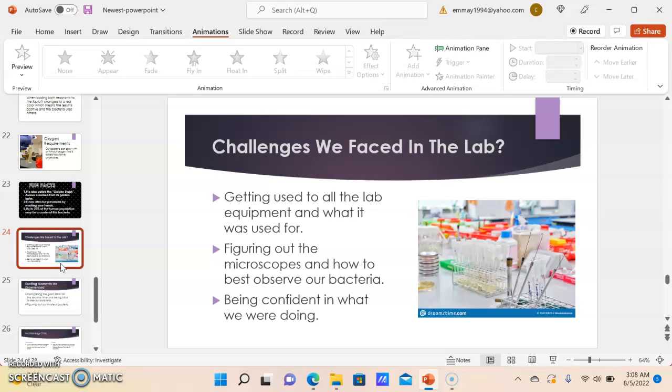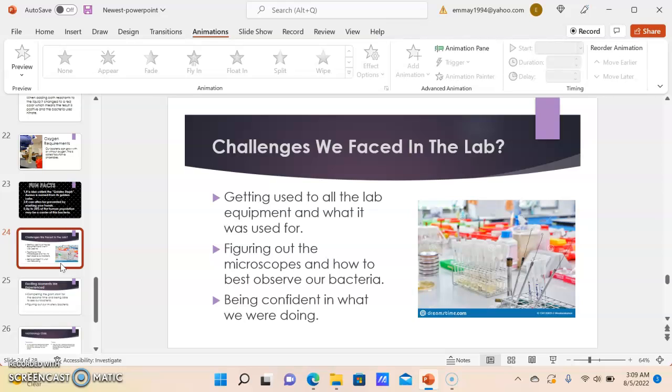So challenges we faced in the lab was definitely getting used to all the lab equipment and what it was used for. Neither Dylan nor I had any experience with that, so I think once we got the hang of it, it wasn't too bad, but it was slightly overwhelming at first. Figuring out the microscopes and how to best observe our bacteria was definitely a challenge at first. I don't even think we accomplished it close enough to the end. We definitely could have still used practice, but once we saw it, it was pretty cool to know that we had accomplished that.